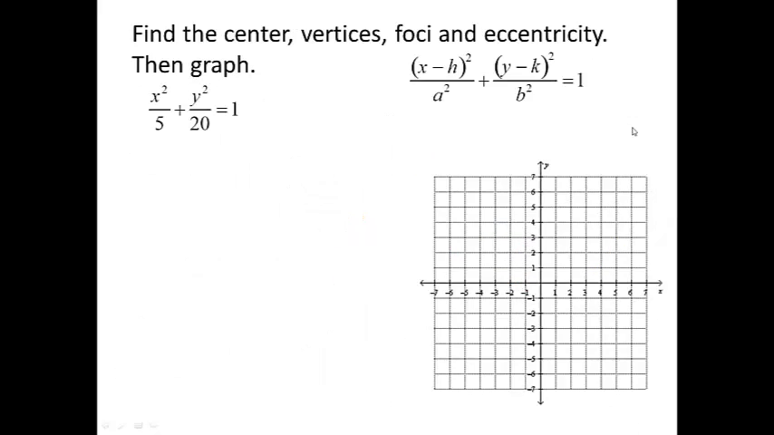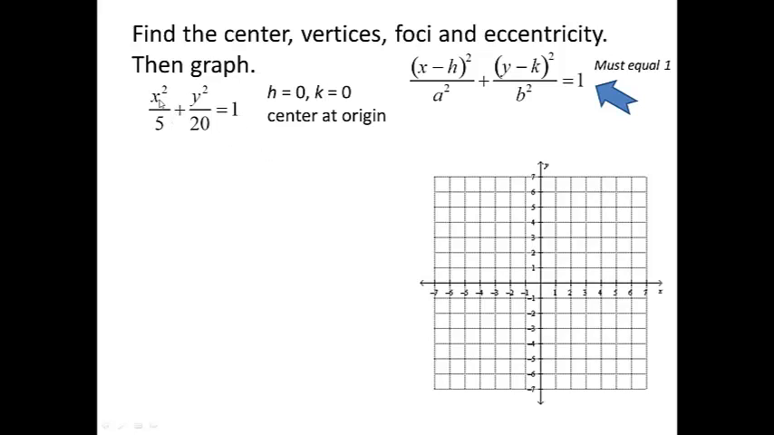All right. Here's another one. The completing the square is done for you, so we're just going to find the center, the vertices, the foci, and the eccentricity. You may want to pause it here, see if you can work it through, and then when you're done, take a look. Okay? Here we go. It must equal 1. It already equals 1. We're good to go.